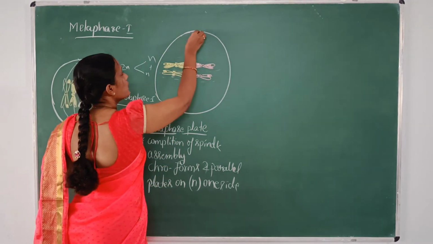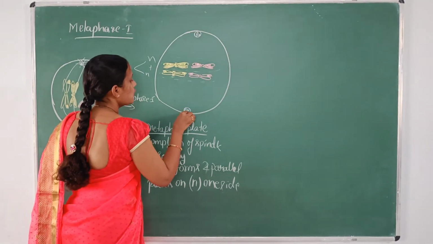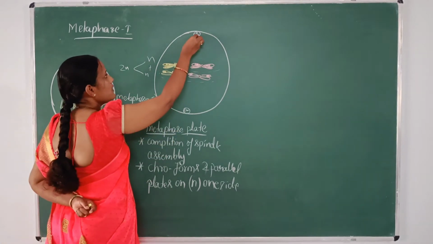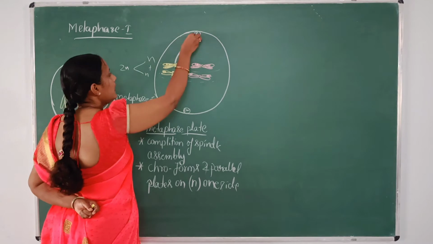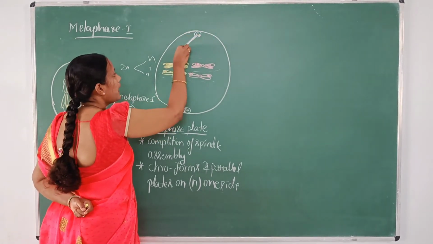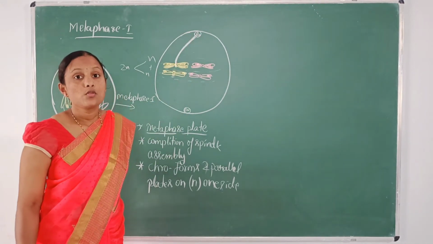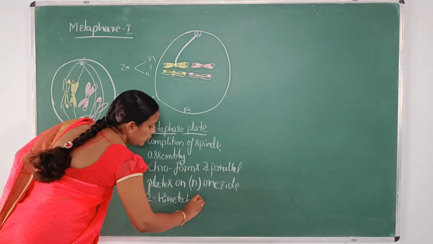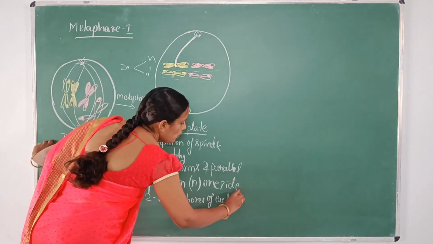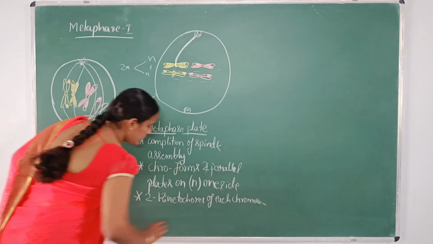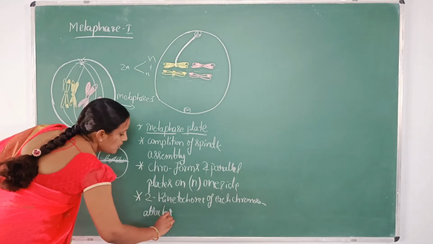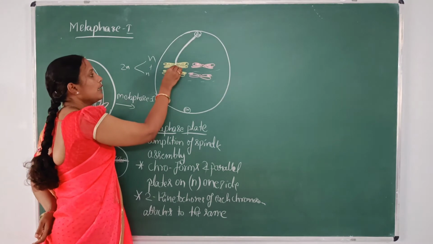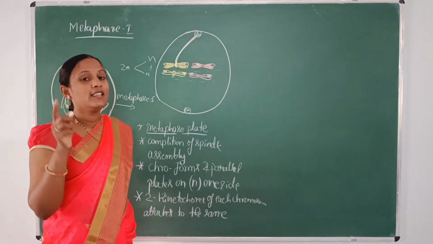And here the spindle apparatus is already formed, and there is an attachment of spindle fibers to the chromosomes. Here the attachment is very different. The spindle from one pole will attach to the two kinetochores of each chromosome, which means there are two kinetochores here and both of them are attached to the same pole spindle. The condition is different in mitosis.